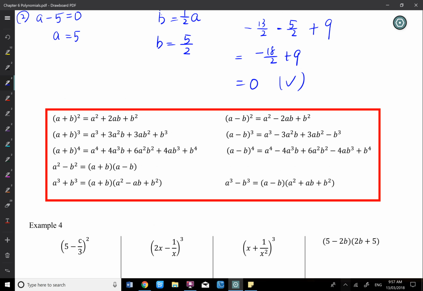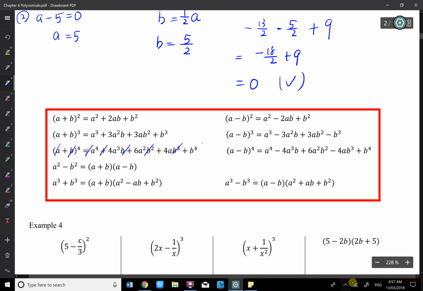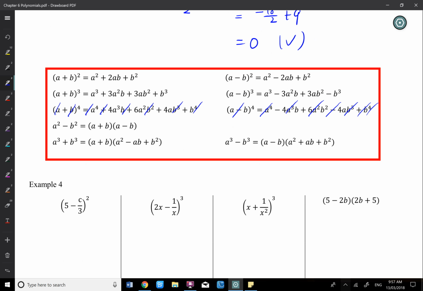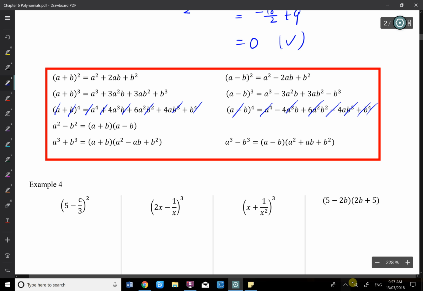For the formulas here, I don't need you to remember the middle one, the power 4. But all of the rest, you need to memorize, especially the last one. You know how to factorize a difference of perfect squares, a squared minus b squared, that's a plus b times a minus b. But you also need to be able to factorize a cubed plus b cubed and a cubed minus b cubed. So a cubed plus b cubed is a plus b times a squared minus ab plus b squared. And a cubed minus b cubed is a minus b times a squared plus ab plus b squared.